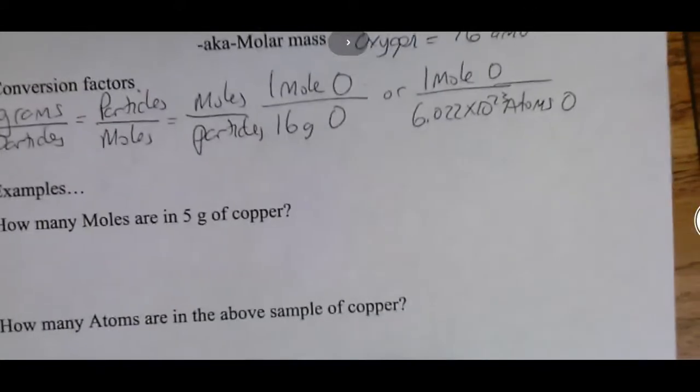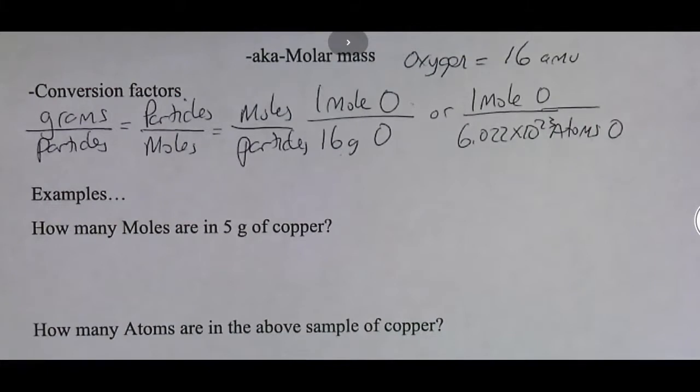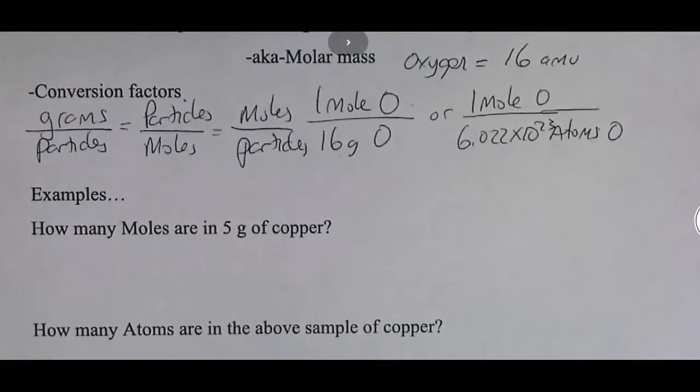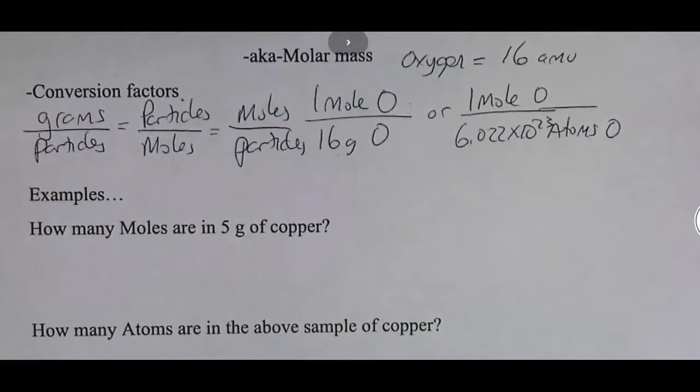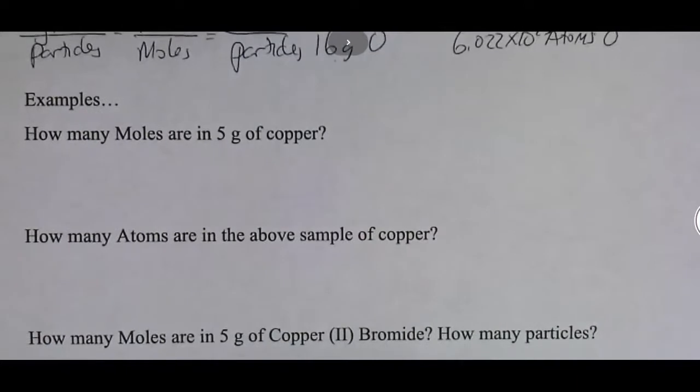So here's an example. You're always going to need your periodic table for these, so you might want to make sure you have that handy. And I'm going to show you that here in just a minute. So we have some problems here that we can solve using these conversion factors, and the idea that we know that 1 mole is equal to 6.022 times 10 to the 23rd particles, or atoms or molecules.